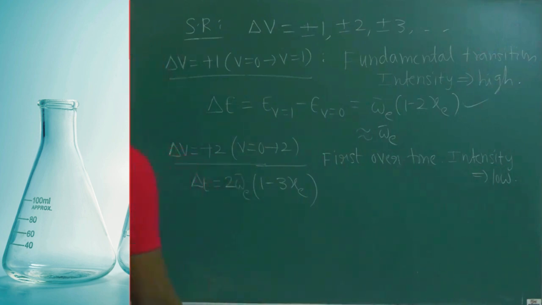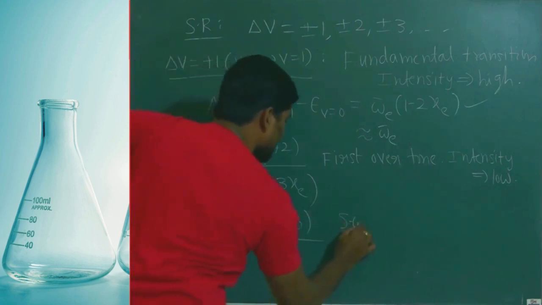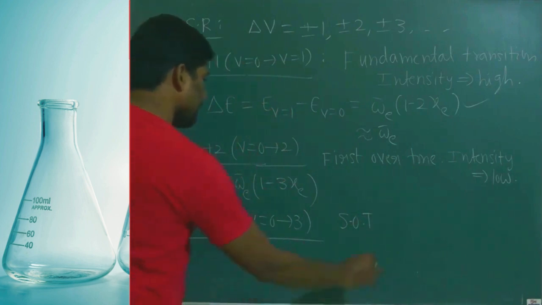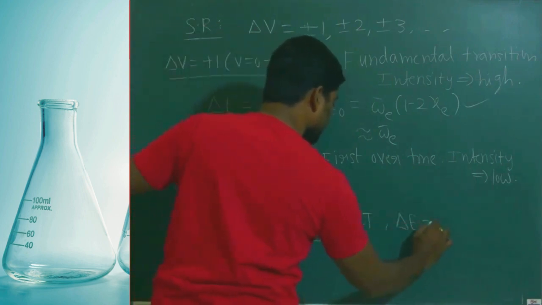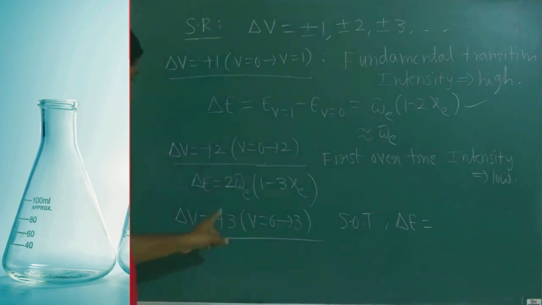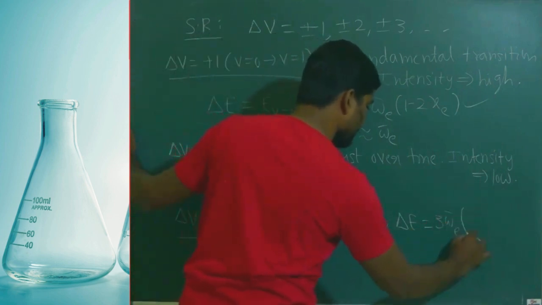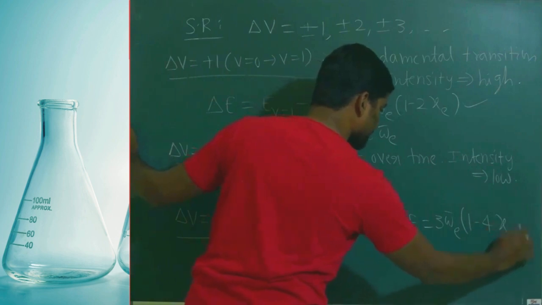Next one, delta V equal to plus 3, V equal to 0 to 3. That is called the second overtone. Still, its intensity is very low. If you calculate where we will get the signal corresponding to the second overtone, it is observed at the gap between the third level and the 0 level. You may calculate that gap. We will get 3 omega bar E into 1 minus 4 XE.